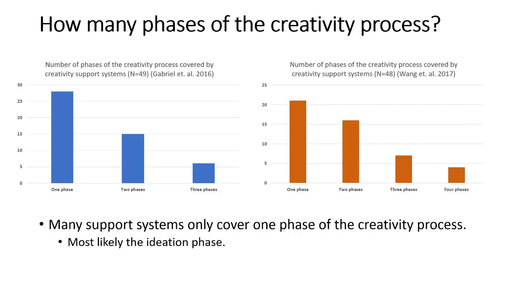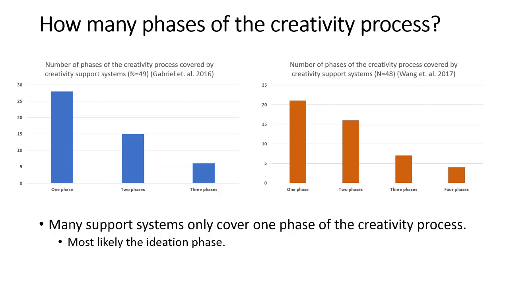Okay, now let's consider how many phases of the creativity process that software often actually covers. Again, we're going to refer to the same two studies because they also look at this information. What we can see is that many support systems for the creativity process only cover one phase of the creativity process, and overwhelmingly, it's most likely to actually be the ideation phase.